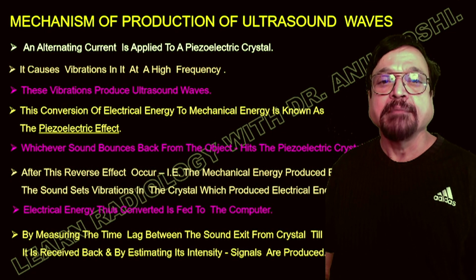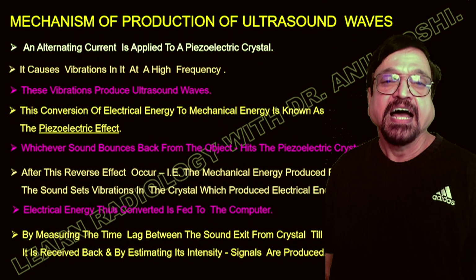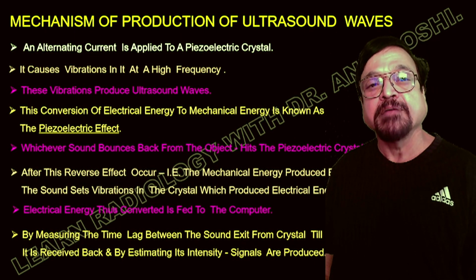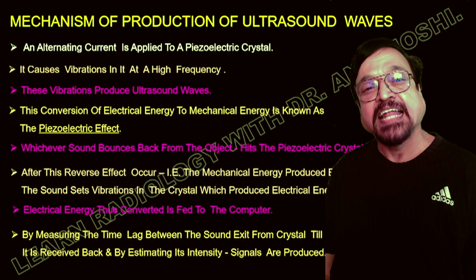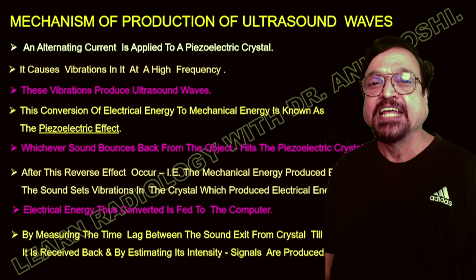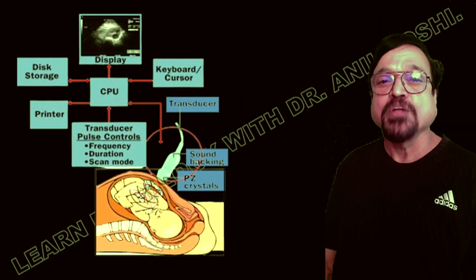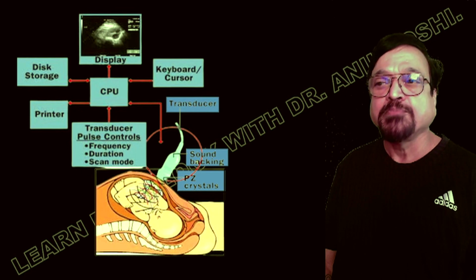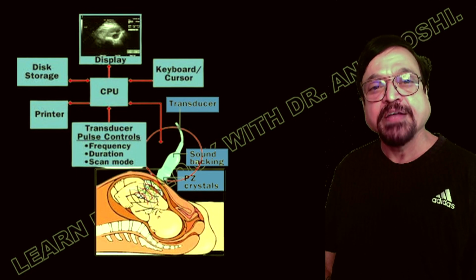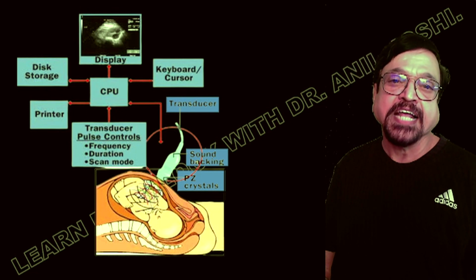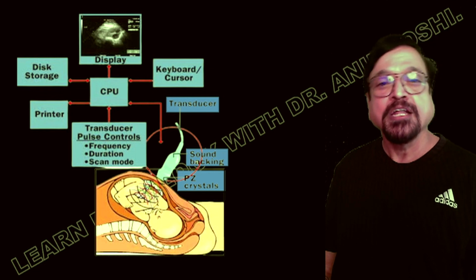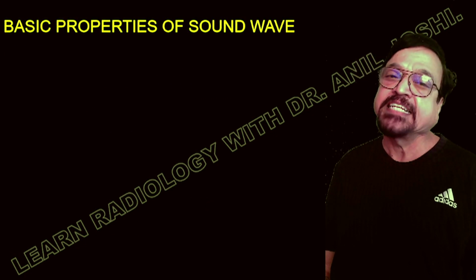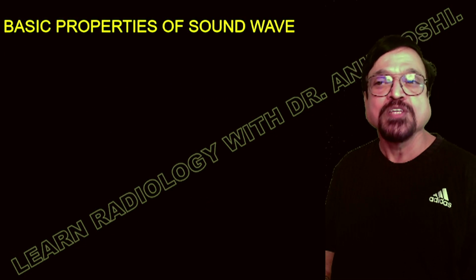Now whatever signals come back to the crystal are converted into electricity that is again sent back to the machine. Sometimes these signals are enhanced, or sometimes they are displayed directly on the monitor. So the ultrasound machine has components like a probe which produces ultrasound waves, receives them back, and sends them to the CPU where they are processed, enhanced, stored, displayed, or sometimes post-processed also. All these things are done in a CPU and applicable software.